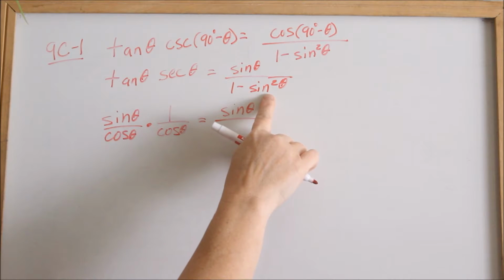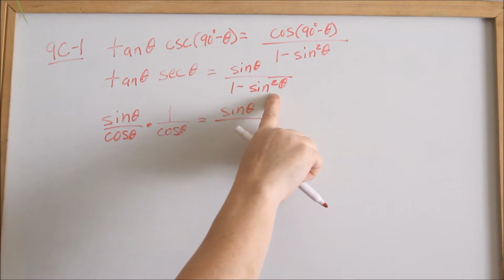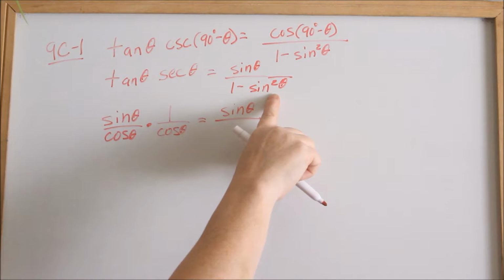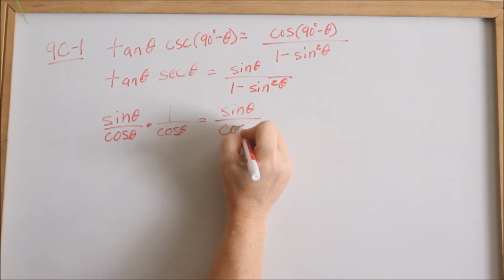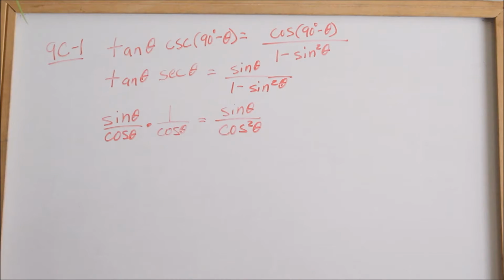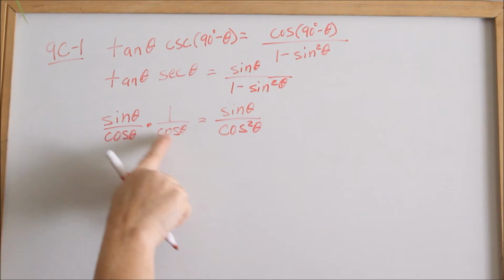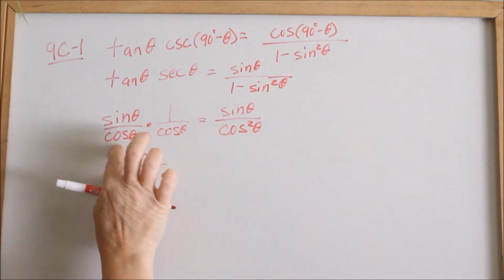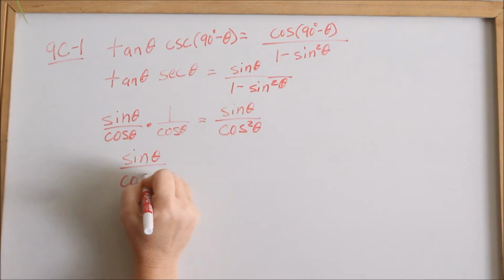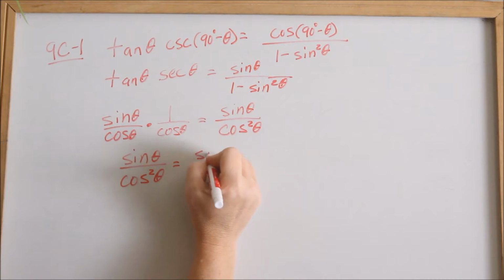1 minus sine squared theta. Okay, looking at your formula sheet, this is Pythagorean theorem, it's just a different form of it. So 1 minus sine squared theta is the same thing as cosine squared theta. Now go back to the left hand side. Multiply your fraction out. Sine times 1, sine. Cosine times cosine, cosine squared theta. And look, lo and behold, I'm done.